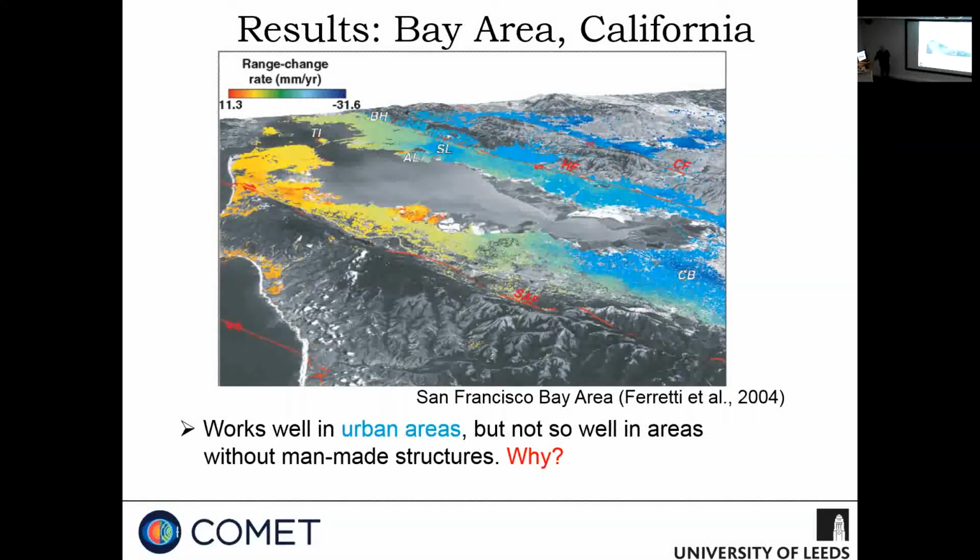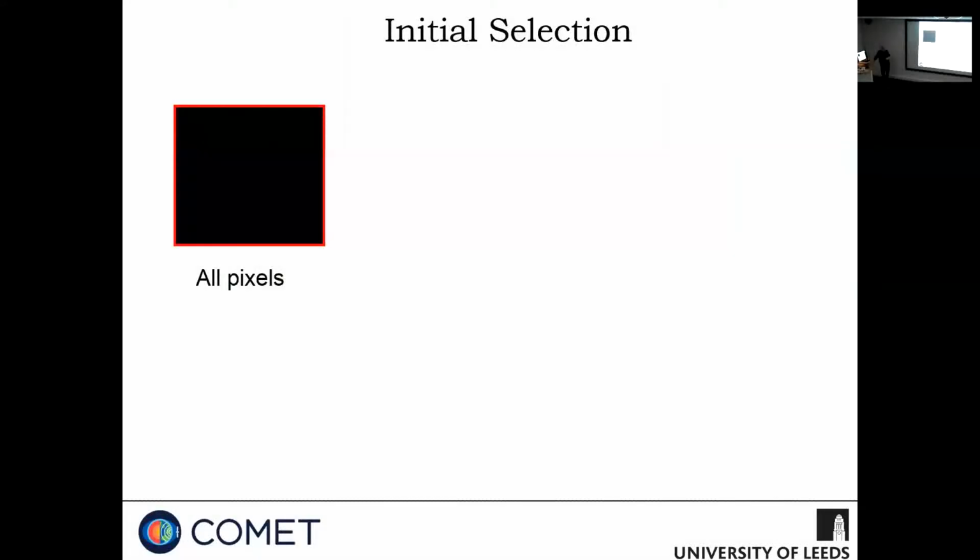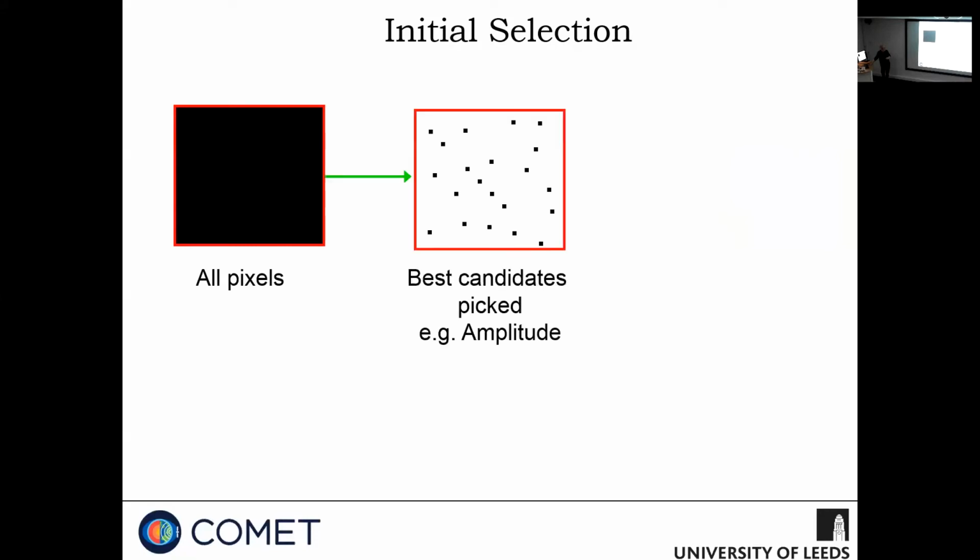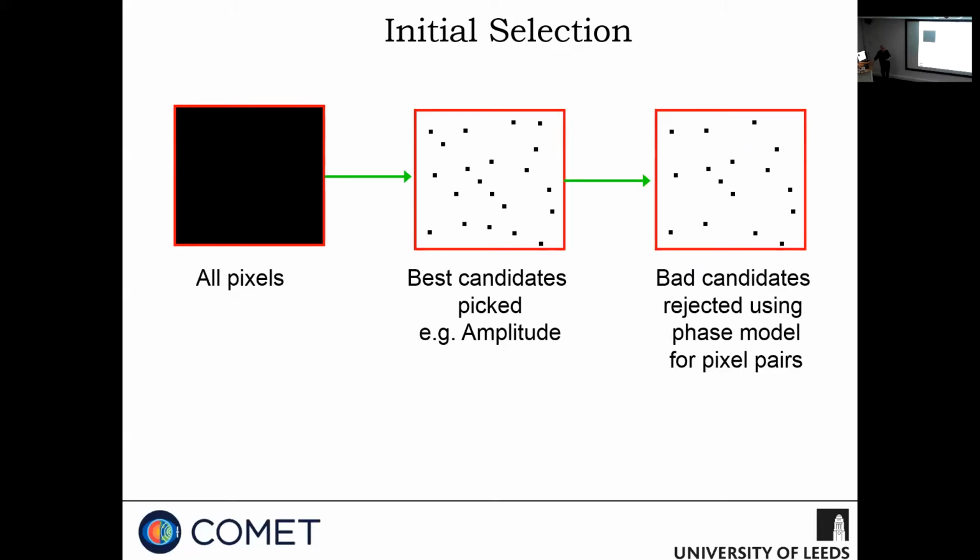So I just answered that question. But nevertheless, you might think that in some cases you might get some natural scatterers that can also be bright. So there are a number of reasons why it might fail. You start off with all your pixels like this. You pick out your best candidates using some criterion, and then you reject the bad candidates. Having done this sort of estimation process, detections between different pixels, you can reject those that are inconsistent.